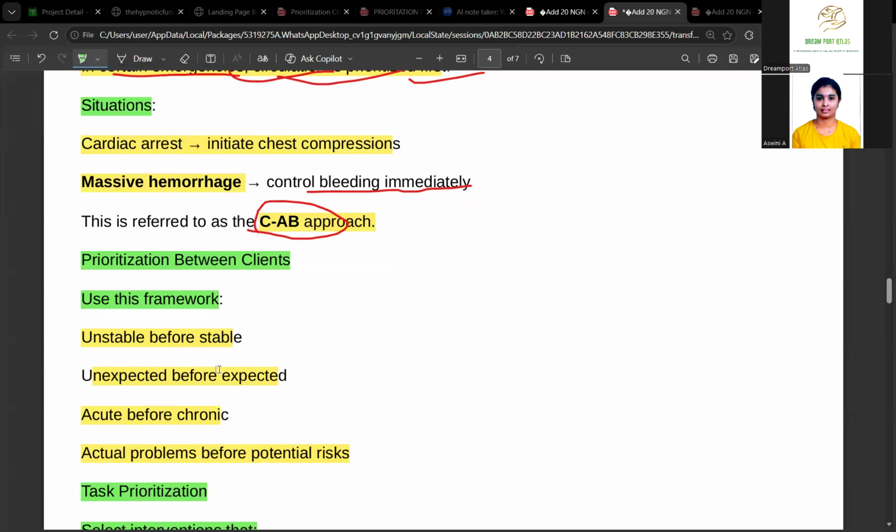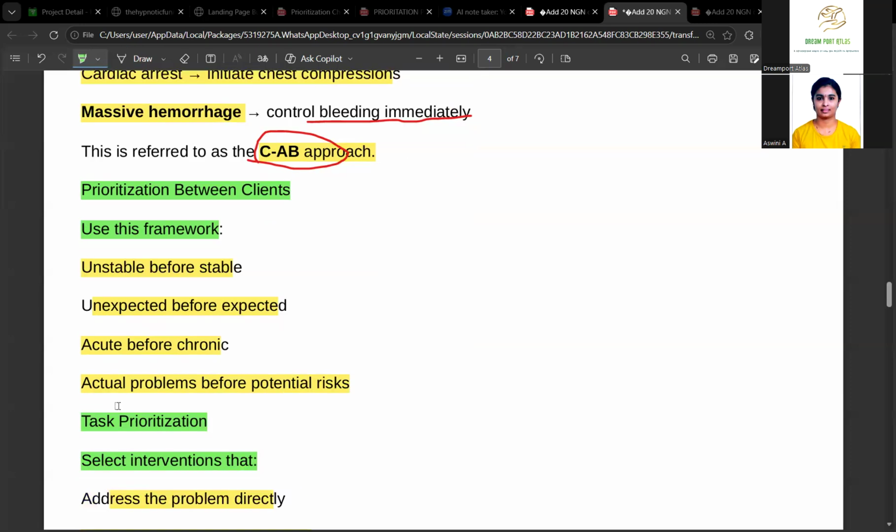We can also prioritize each client by correlating the condition with each option. Don't rush to the answers. Even if you find the correct answer after reading the question, keep reading each option, because when we rush to the answer, we can get it wrong. So we need to analyze and correlate with each option. How can we correlate? We can look for stable versus unstable, expected versus unexpected finding, acute or chronic, actual problem or potential risk.